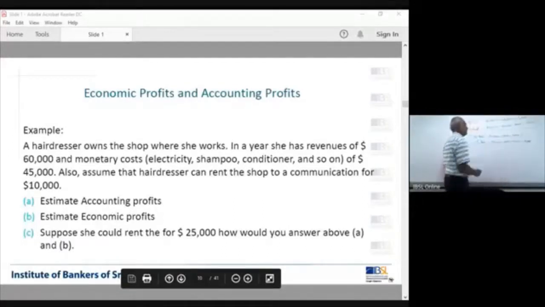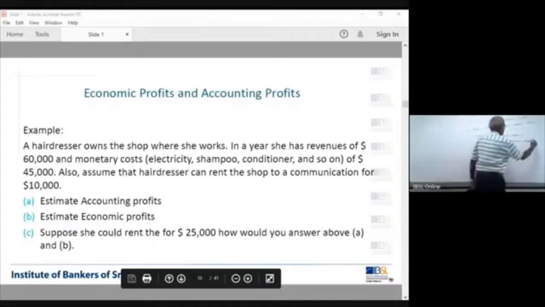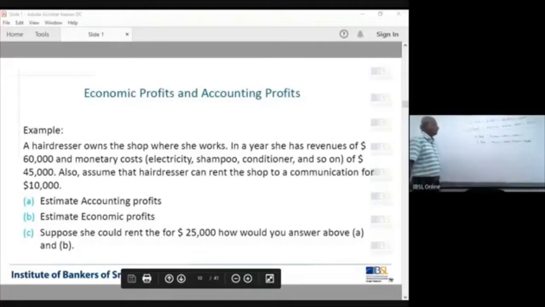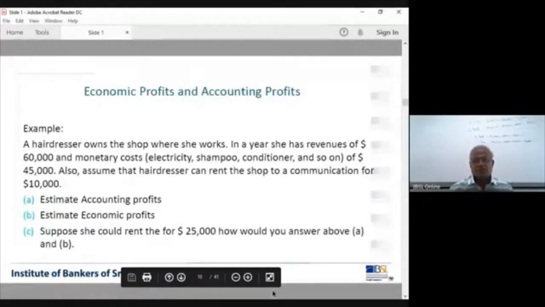Now we have a big question. You can rent the building for 25,000. You rent it out. Your economic profit from running the business will be minus 10,000. What do you recommend now? Pure economics, what do you recommend? Suppose she could rent. Then what do you recommend this hairdresser?